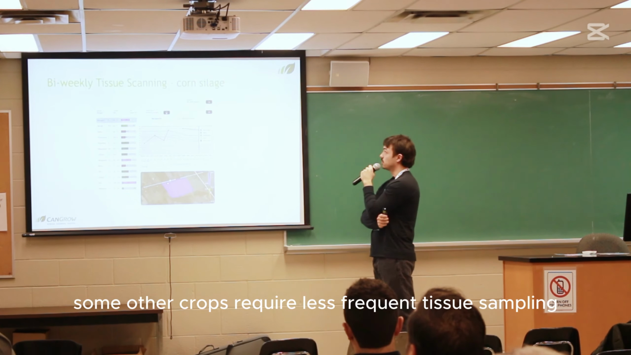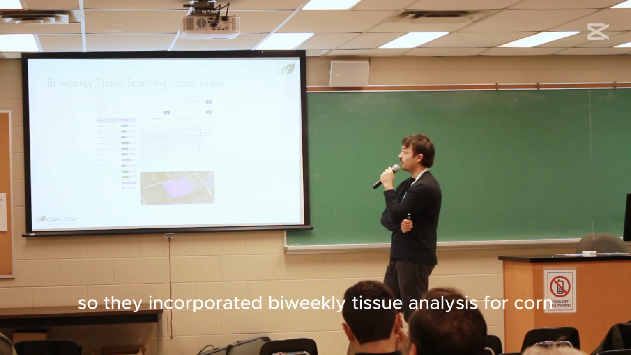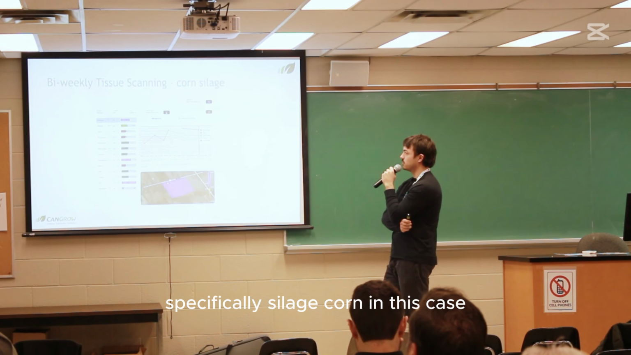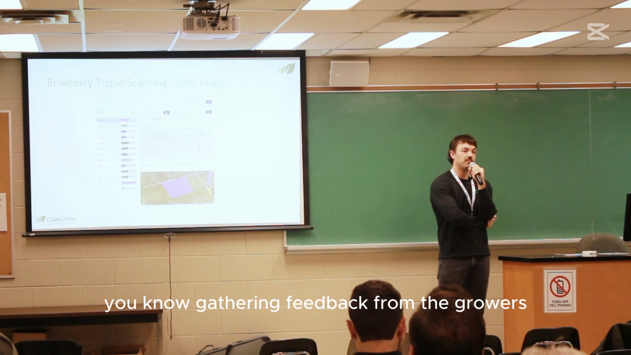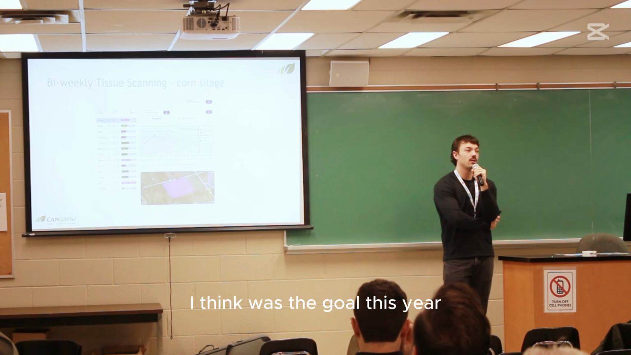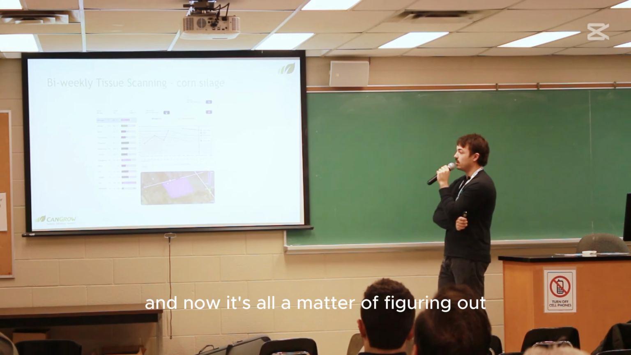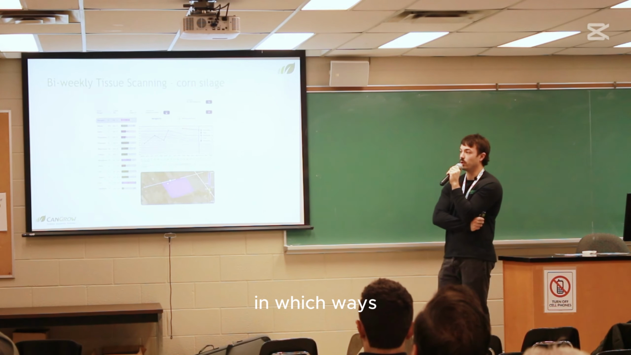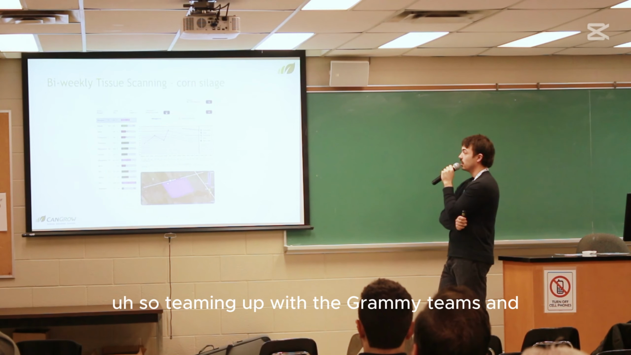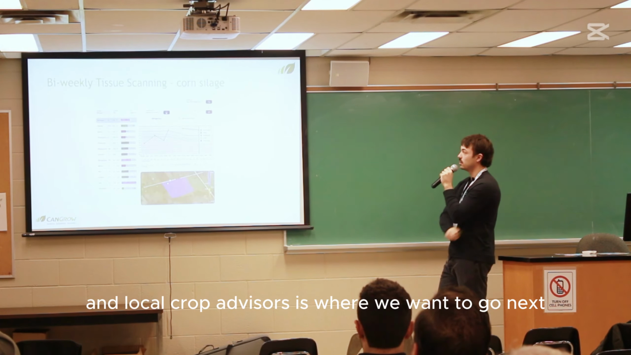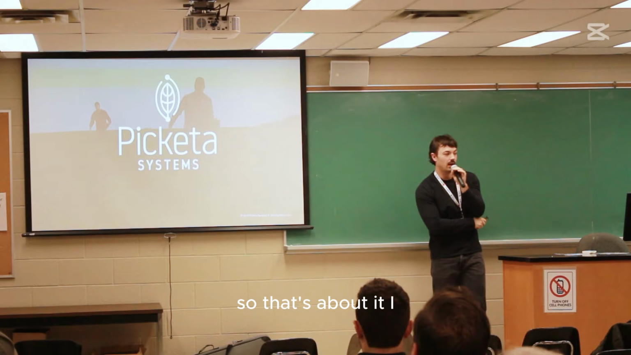And yeah, some other crops require less frequent tissue sampling, so they incorporated bi-weekly tissue analysis for corn, specifically silage corn in this case. But just playing around and gathering feedback from the growers, I think was the goal this year. For Sean specifically, I think it was a success in that regard, and now it's all a matter of figuring out in which ways we can implement the system to make it more efficient to your own specific operations. So teaming up with agronomy teams and local crop advisors is where we want to go next. So that's about it.